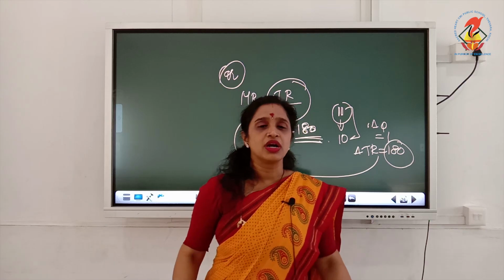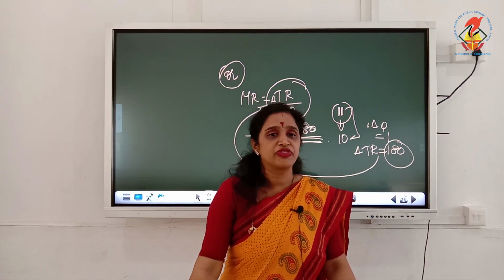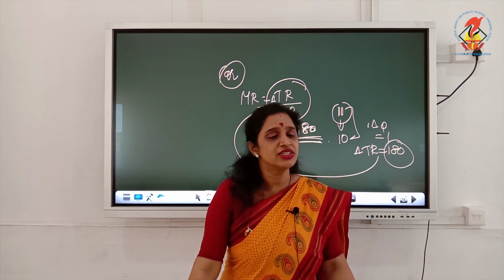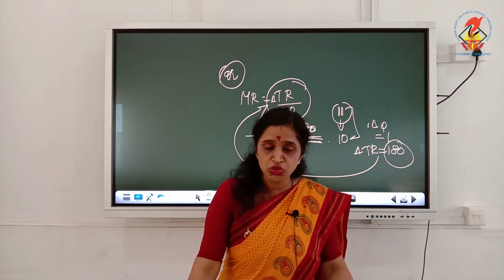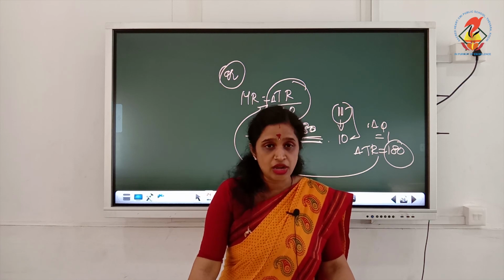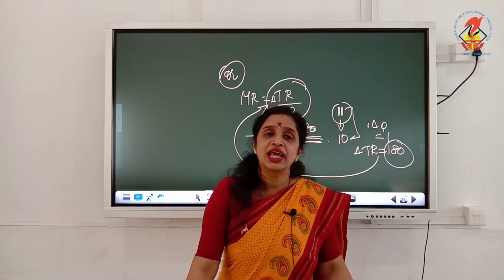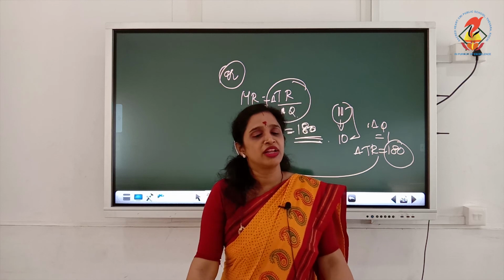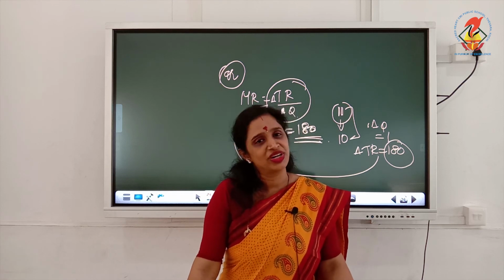So this is all with regard to revenue. There are three types of revenue: total, average and marginal revenue. Total revenue is price into quantity, average revenue is TR by Q, and marginal revenue is delta TR by delta Q or TRn minus TRn minus 1. Hope it is clear to you.